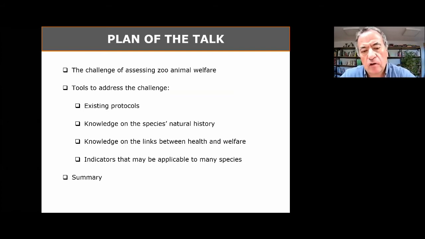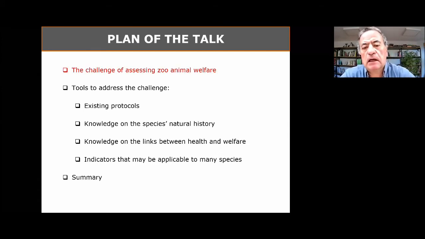And I will go through those tools, which are existing protocols, knowledge on natural history, particularly on natural behavior, and on how important it is for the welfare of animals, knowledge on the links between health and welfare, and finally, what we know about welfare indicators that may be applicable to a wide variety of species. And after that, I will finish my talk with a summary and a number of take-home messages.